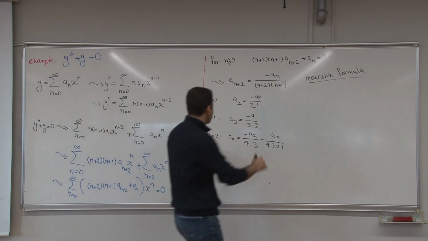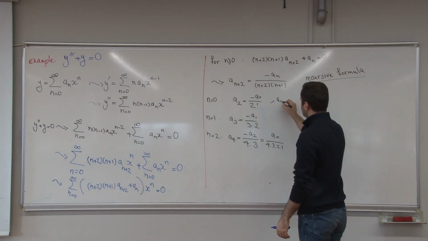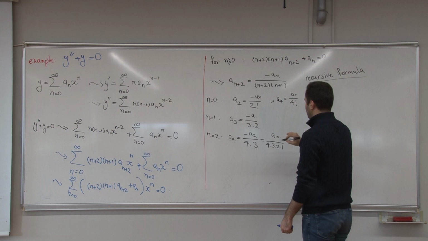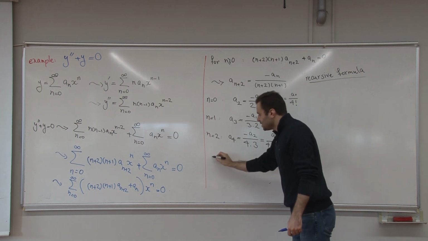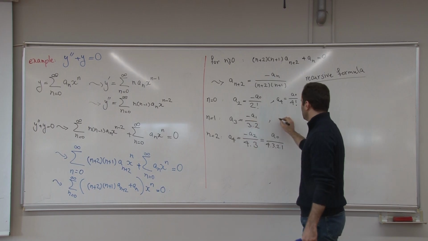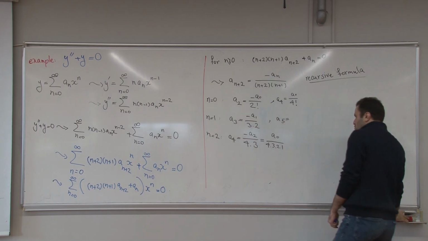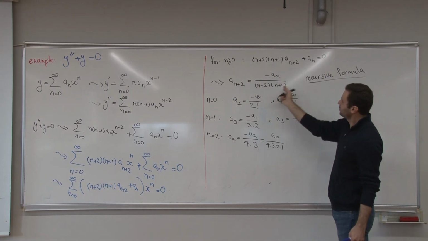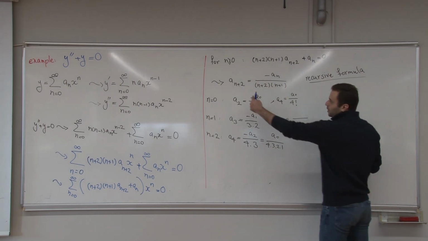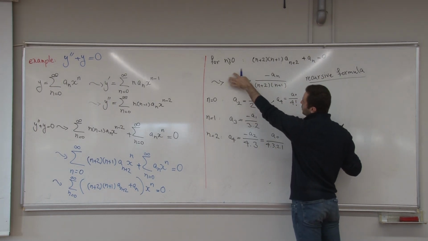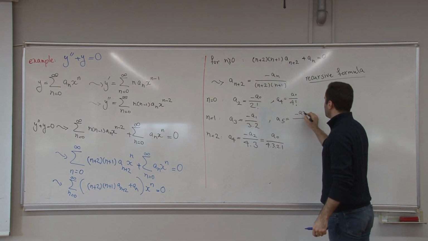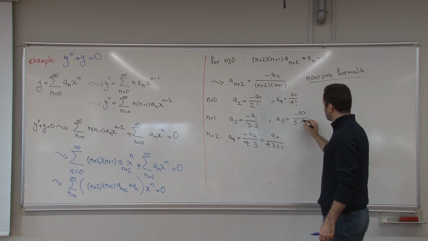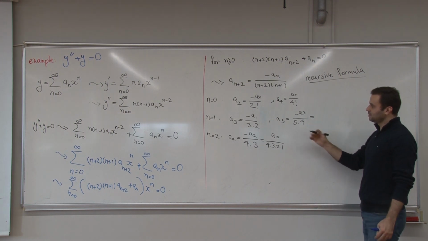Okay? So let me write it here. a4 is going to be equal to a0 divided by 4 factorial. What if n is equal to 3, which will give me a5? What is going to be a5? Again, we are using this recursive formula, right? If I place n equal to 3, I have my a5 here, so it is minus a3 divided by 5 times 4. Can I write this in lower terms?